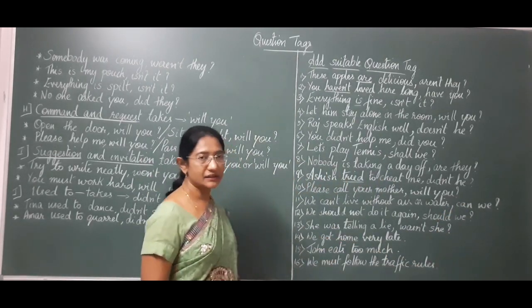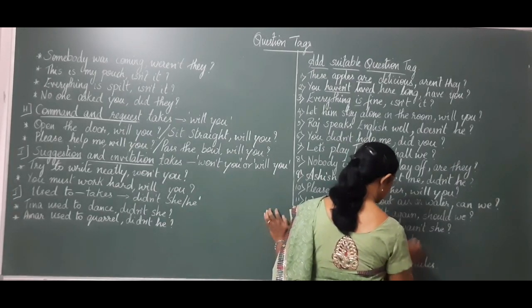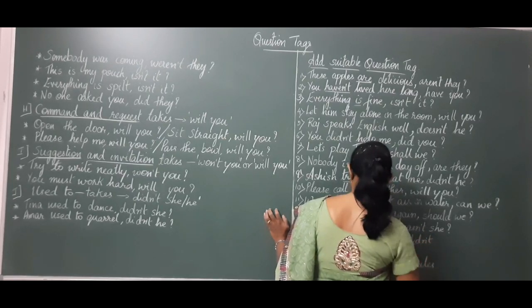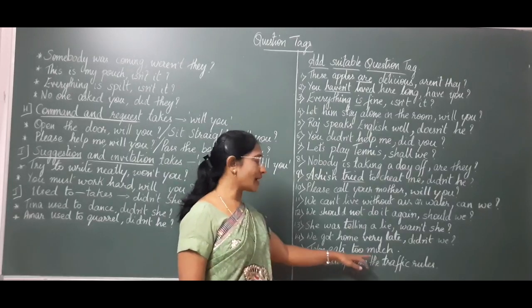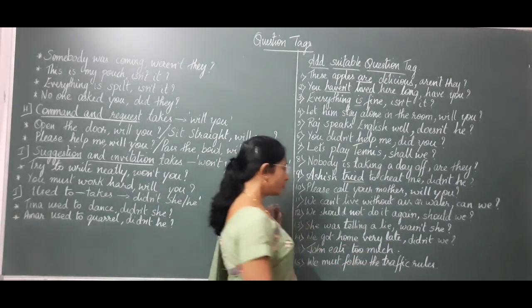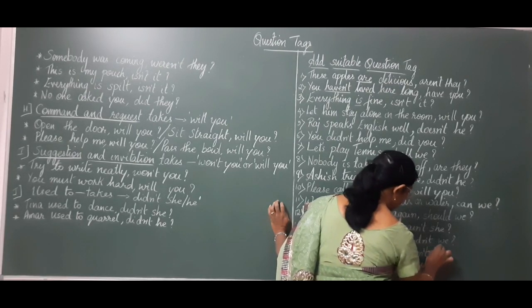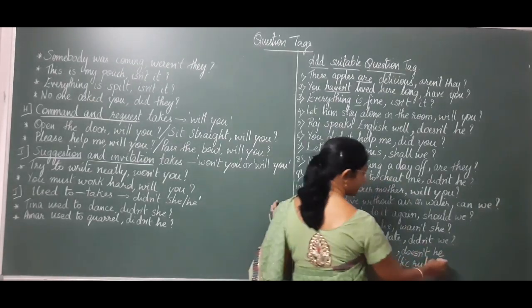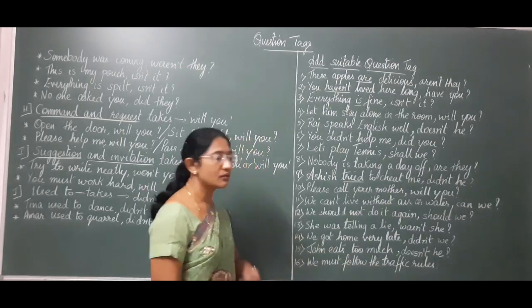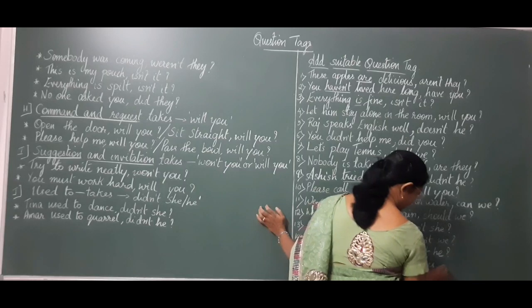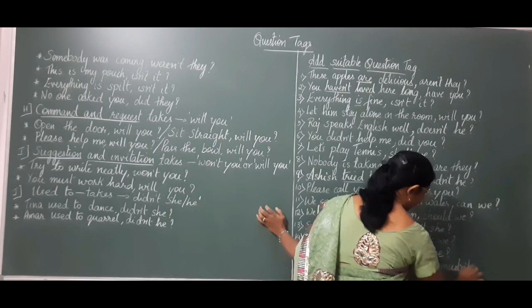We got home very late. Got is a main verb in positive form, and we take its negative as didn't we? John eats too much. Eats too much takes a suitable do form in the question tag, and its negative form is doesn't. The noun is changed into a pronoun suitably according to the gender, as he. We must follow the traffic rules. The auxiliary must in positive form will take a negative tag.